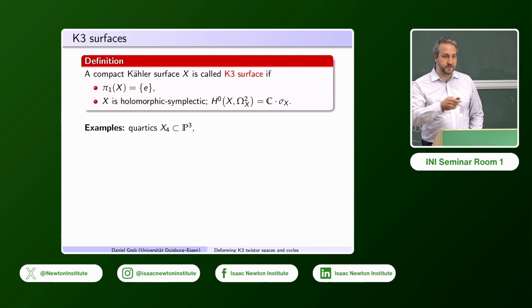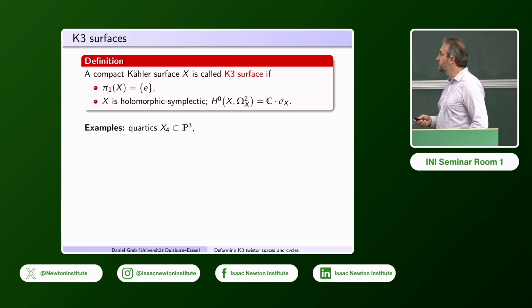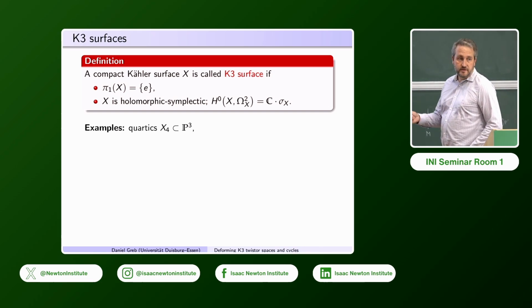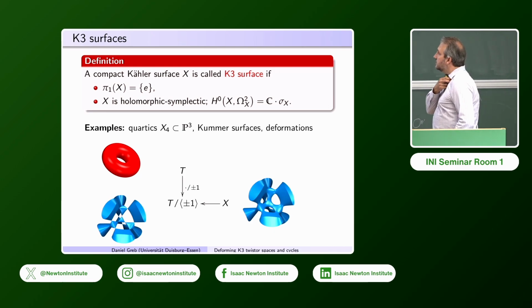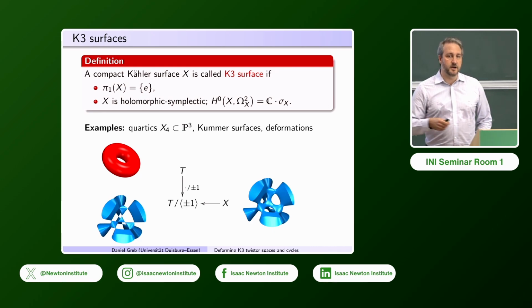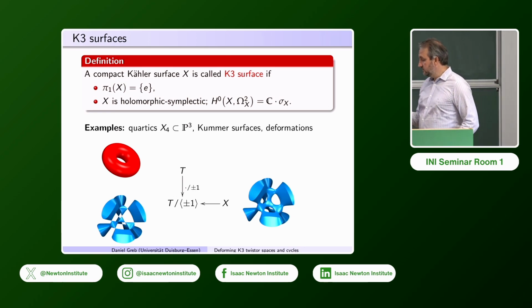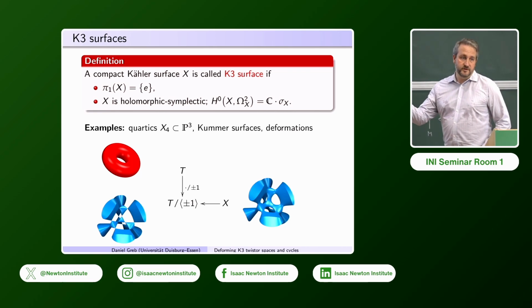As an algebraic geometer, you write down the general quartic homogeneous polynomial and look at the solution set in P3. It will be an example. Others are Kummer surfaces, which show you that not all of these are projective, so not all of them are algebraic. For this, you take a complex two-torus, say a product of two elliptic curves.